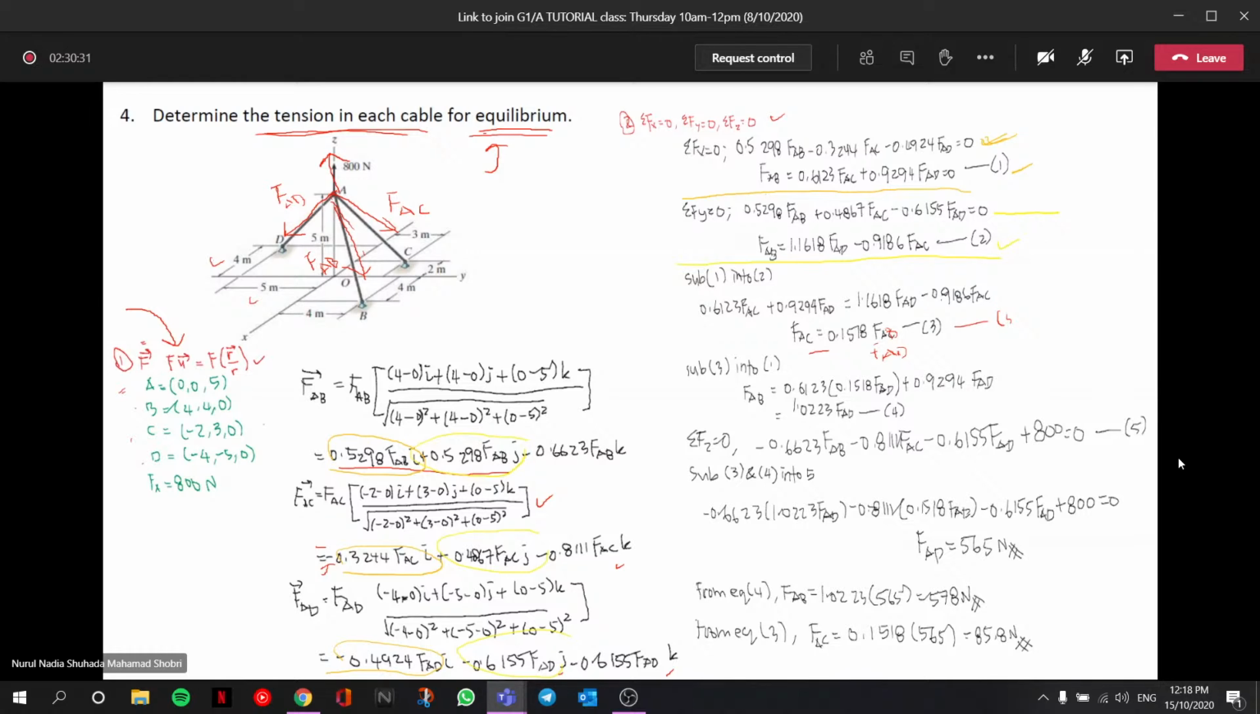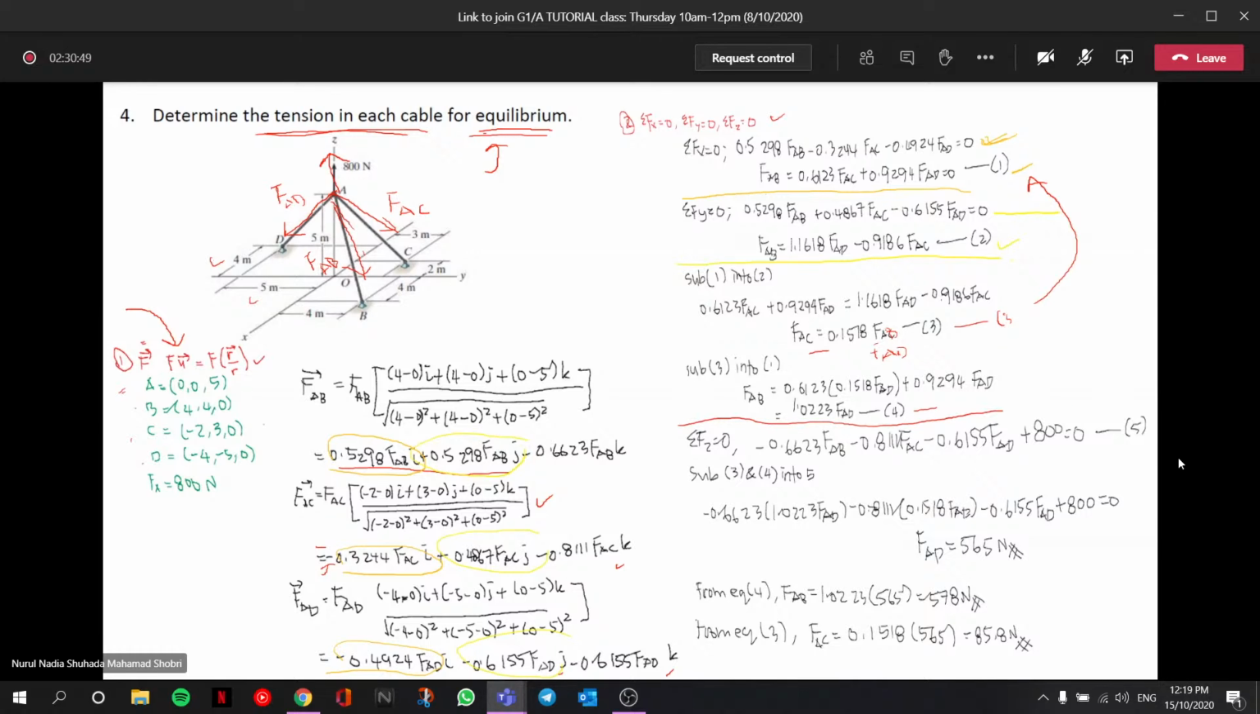From the simplified equation 3, you substitute into 1, and then we get another simplified equation: FAB equal to 1.0223 FAD. This is equation 4.